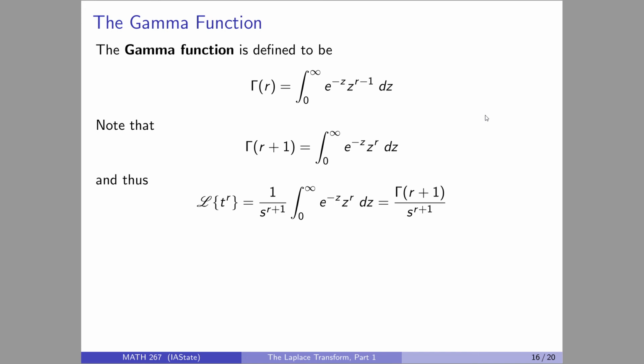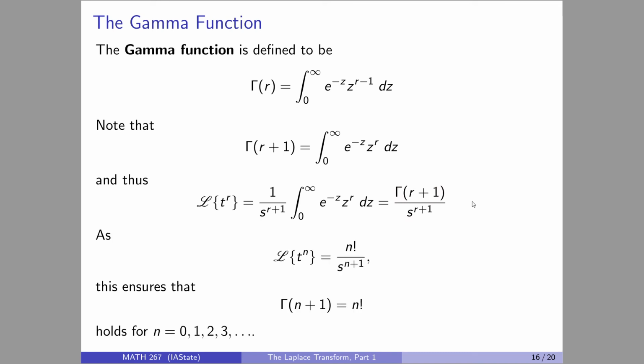So note then that the Laplace transform of t to the r is s to the r plus 1 on the bottom, and oh, look at that thing. Oh, so beautiful. Gamma of r plus 1 on the top. There we go. Now that's a formula. That looks so much better.